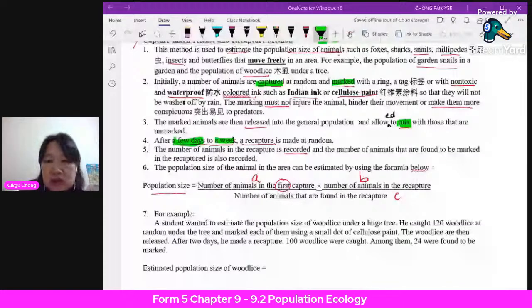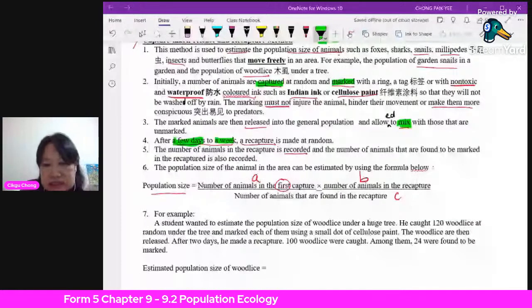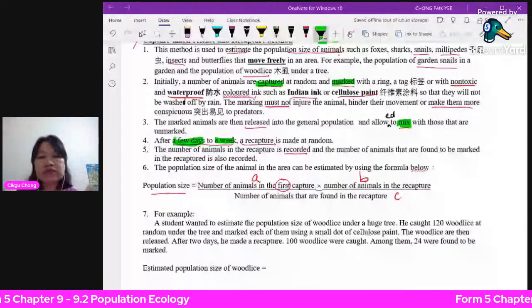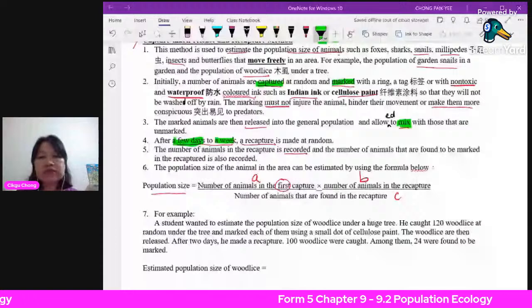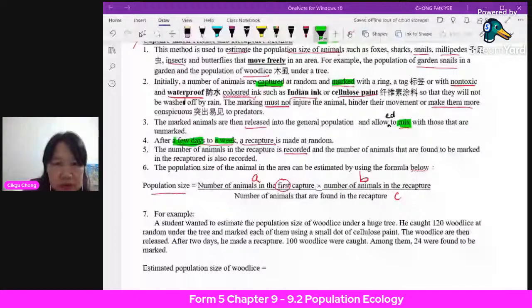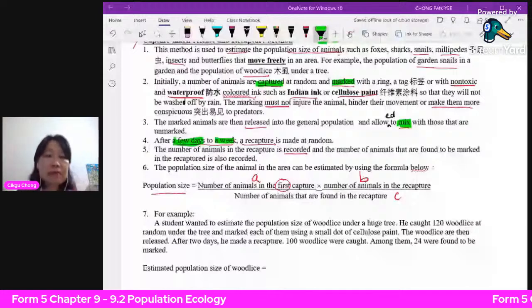So this is C. C is for those that are marked. Sorry, number of marked animals. Missing one word here. This is a very important word: marked animals. Okay, marked animals, not unmarked. Unmarked you don't count. Unmarked you don't want.